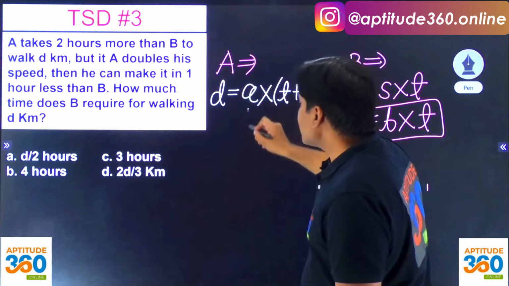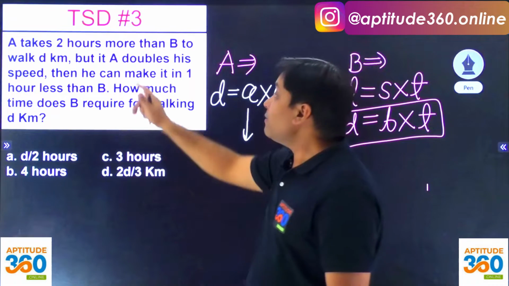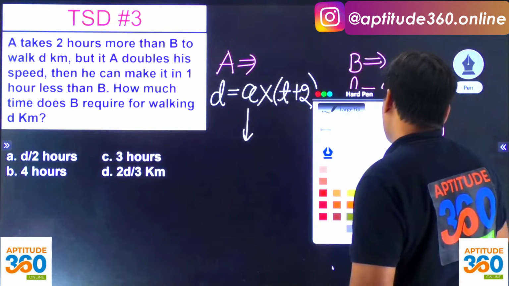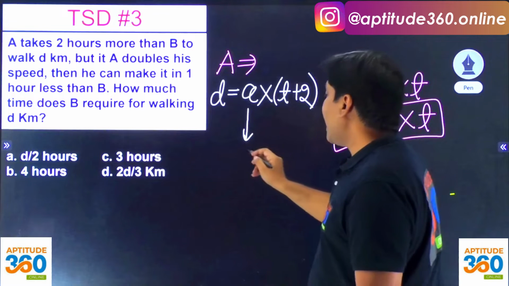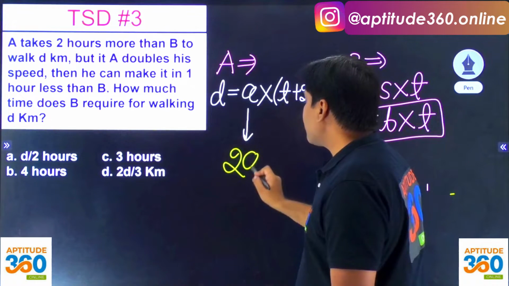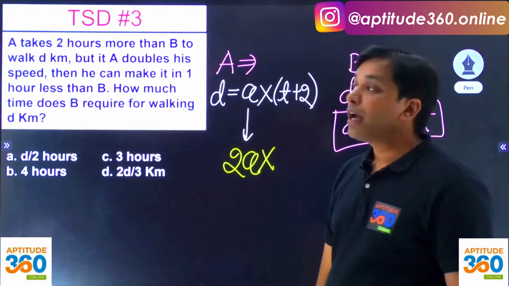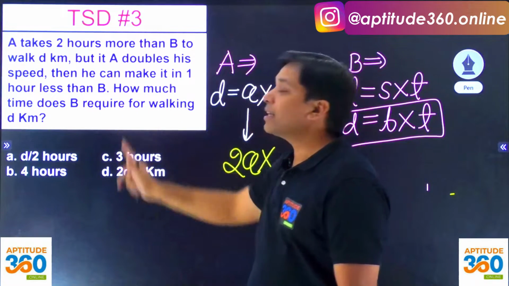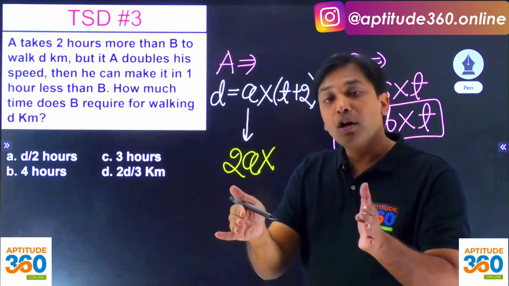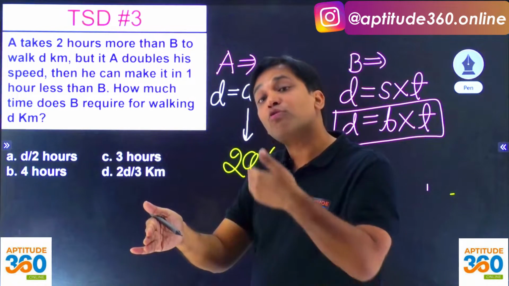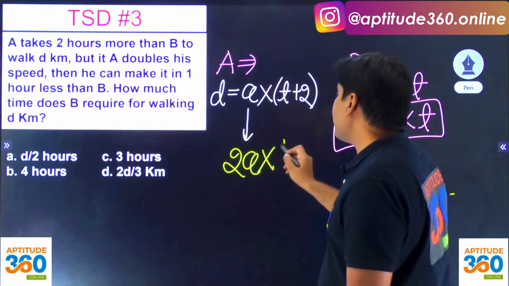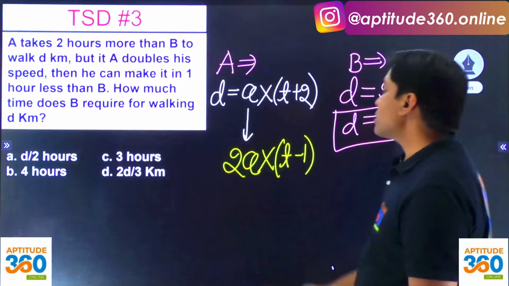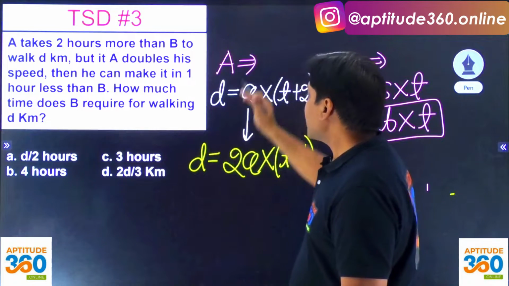And in the second scenario, the problem tells you that if A doubles his speed, what does doubling the speed mean? Speed of A was A, so now the speed is going to be 2A. And if this is the case, then he can make it in 1 hour less than B. For the total distance, if he doubled the speed, then his travel time will be 1 hour less than that of B. So this is going to be what? D is equal to this. So don't you think that these two values are the same?